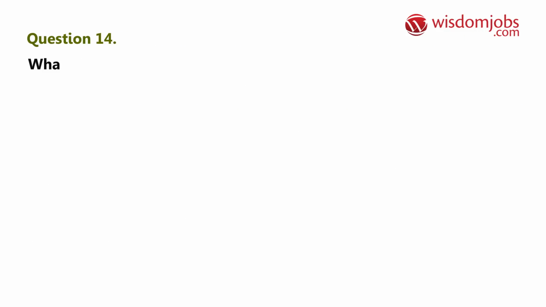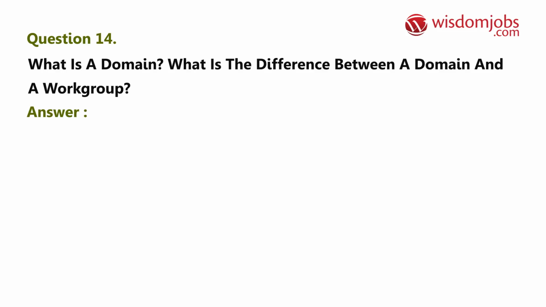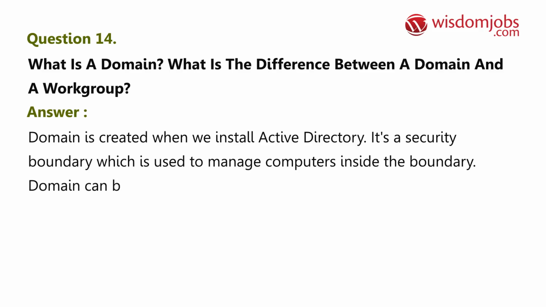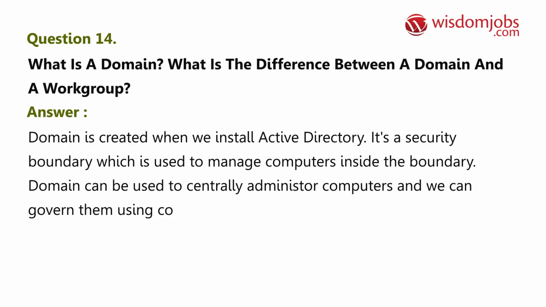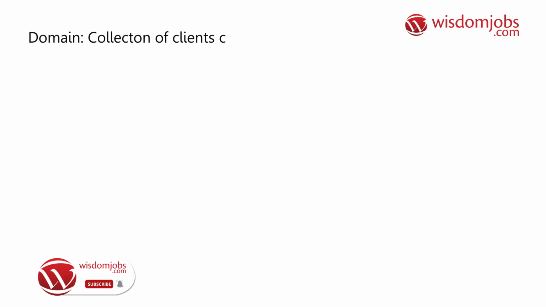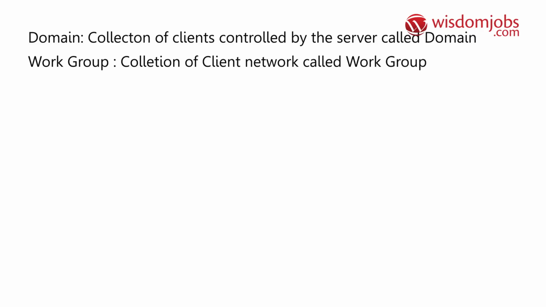Question 14. What is a domain? What is the difference between a domain and a workgroup? Answer. A domain is created when we install Active Directory. It's a security boundary which is used to manage computers inside the boundary. A domain can be used to centrally administer computers and we can govern them using common policies called group policies. We can't do the same with a workgroup. Domain: a collection of clients controlled by the server. Workgroup: a collection of clients on a network.